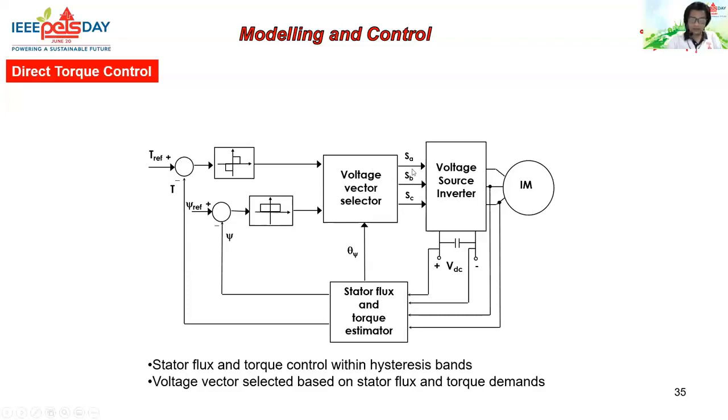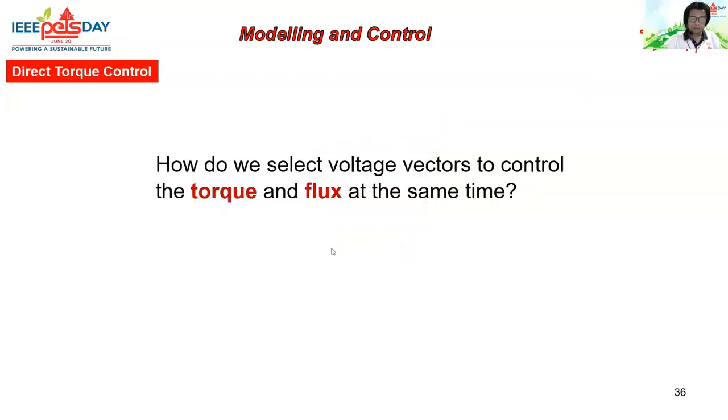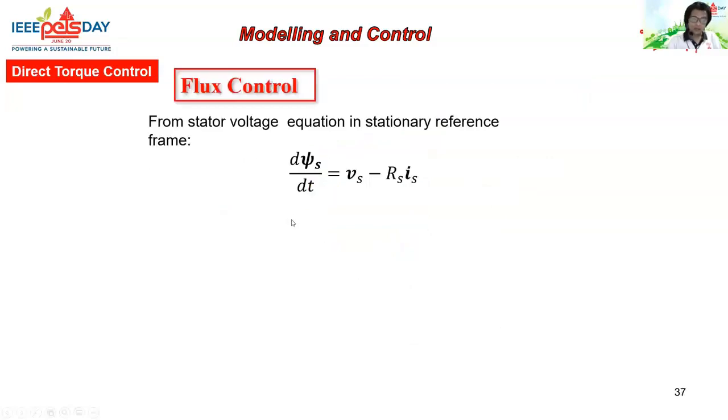The selection of the voltage vectors is determined by this voltage vector selector, which is basically a lookup table, depending on the torque and the flux demand, as well as the rotor flux positions there. All right, so the question is, of course, how you build that voltage vector selector in order to control the torque and the flux at the same time. All right, so let's see how the flux is controlled first.